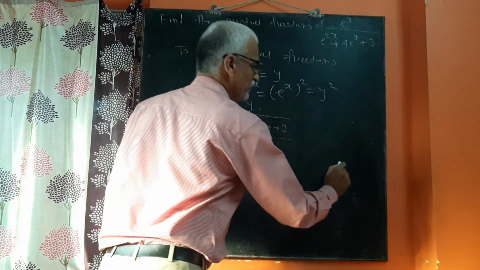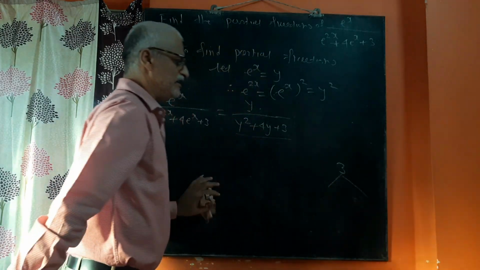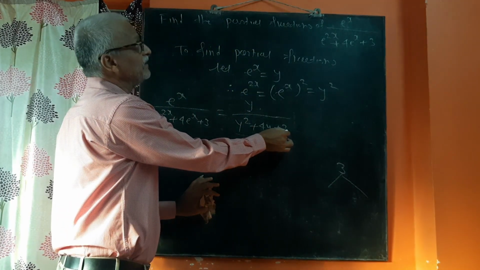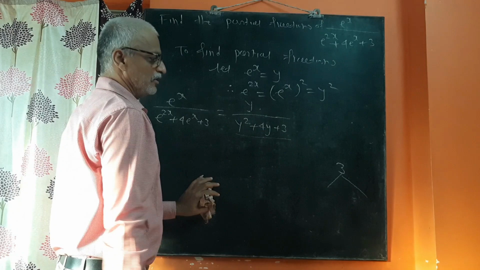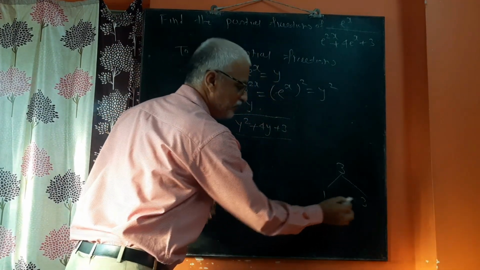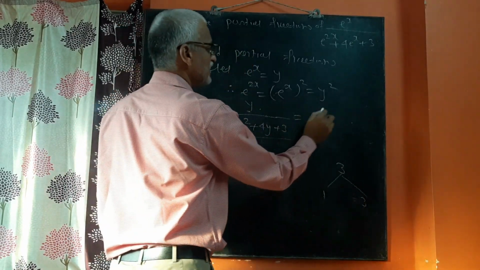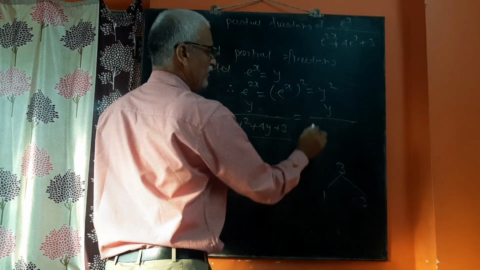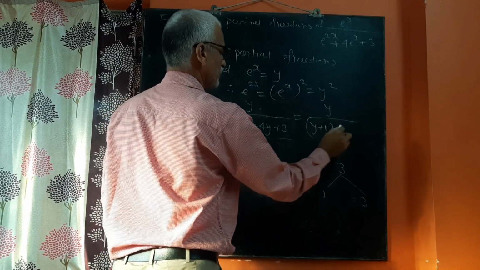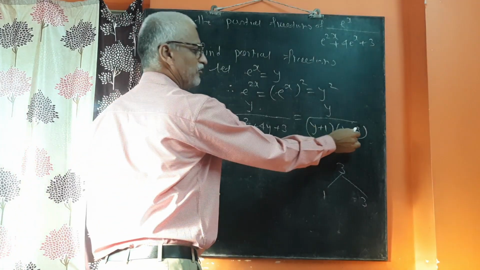The constant term is 3. We have to find the two factors of 3 in such a way that the product is 3 and the sum is equal to 4. The simplest one is 1 and 3. See here, 1 into 3 is 3 and 1 plus 3 is 4. So this can be written as y divided by (y plus 1) into (y plus 3).